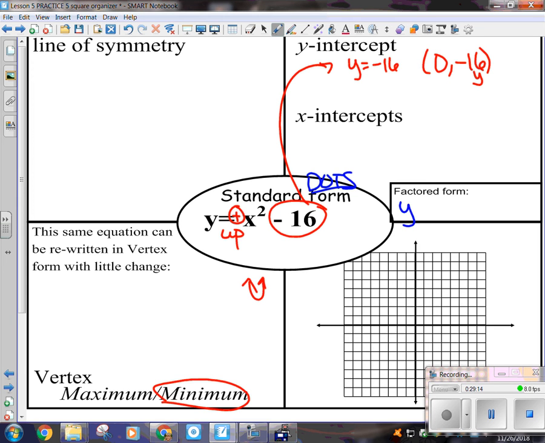Y equals 2 sets of parentheses. How do I split x squared, and is 16 a perfect square? What is it? X and x. 4 and 4. Remember, that's a perfect square. So it's got to be the same thing times the same thing twice to be a perfect square. 1 plus and 1 minus. So x plus 4, x minus 4.